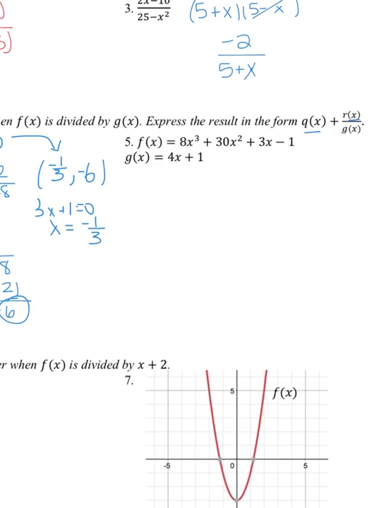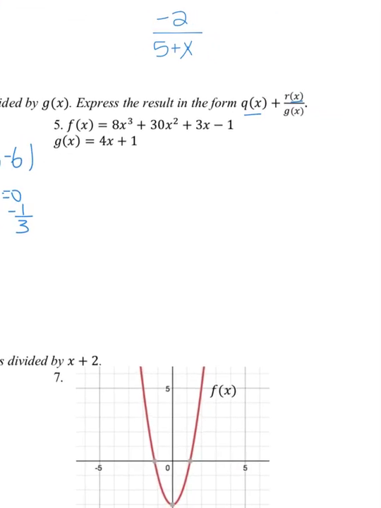Number 5, same idea. So you're going to do long division again. So 8x to the third plus 30x squared plus 3x minus 1. And you are dividing that by 4x plus 1.